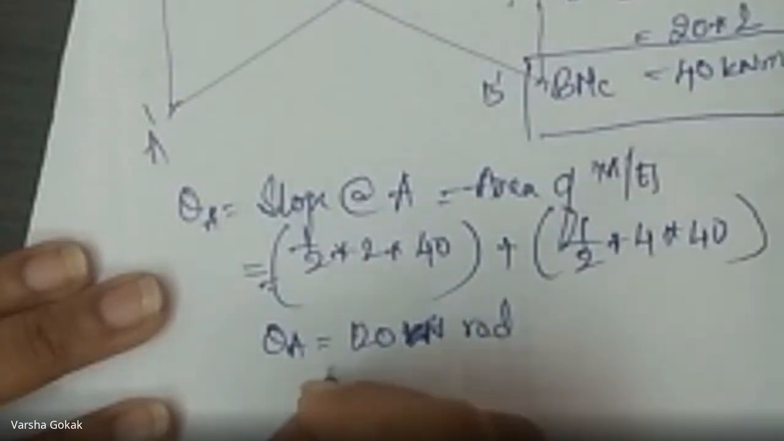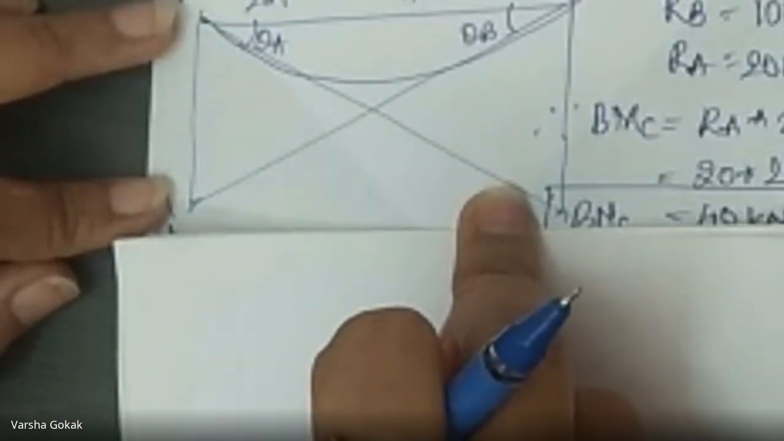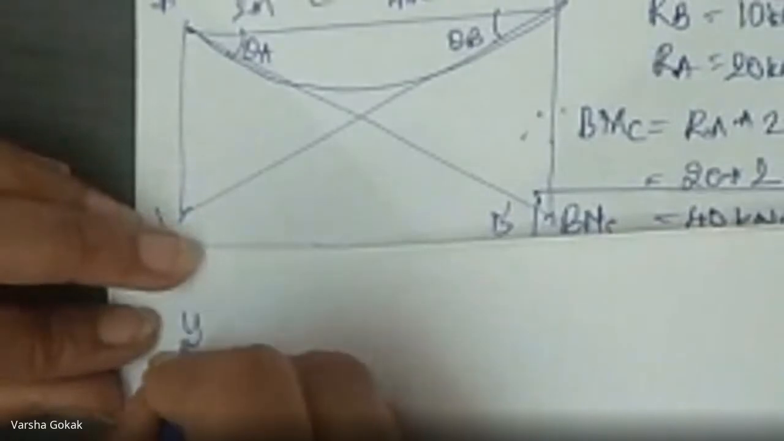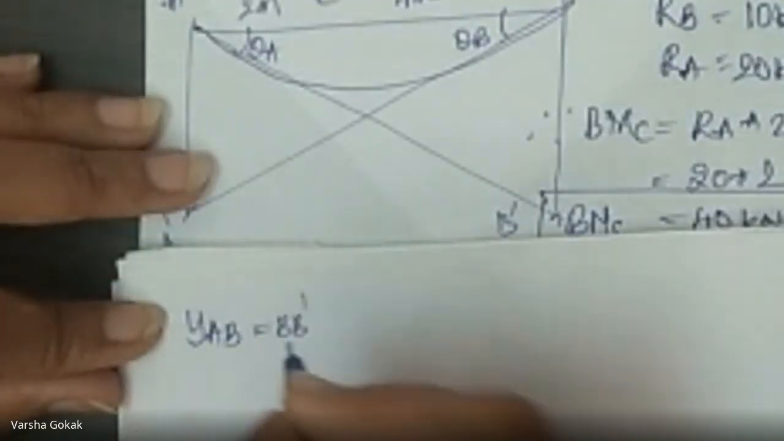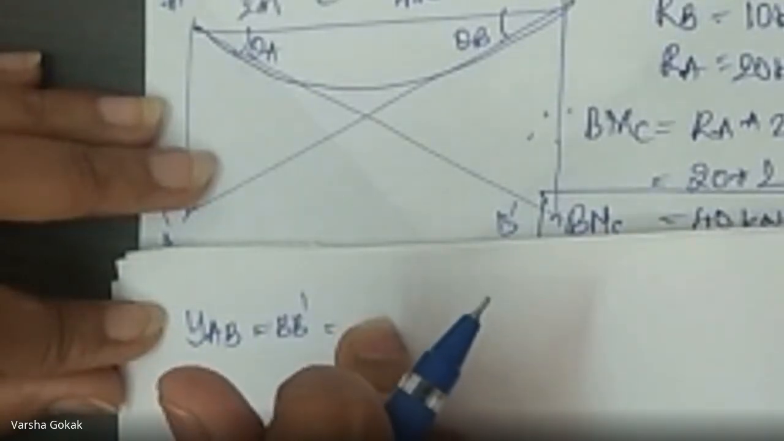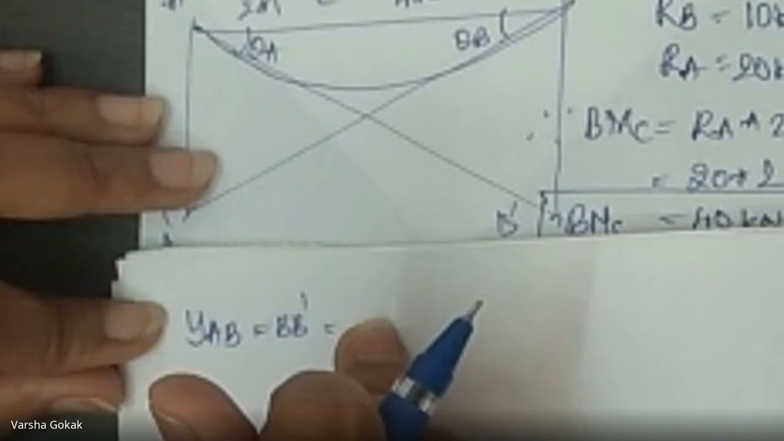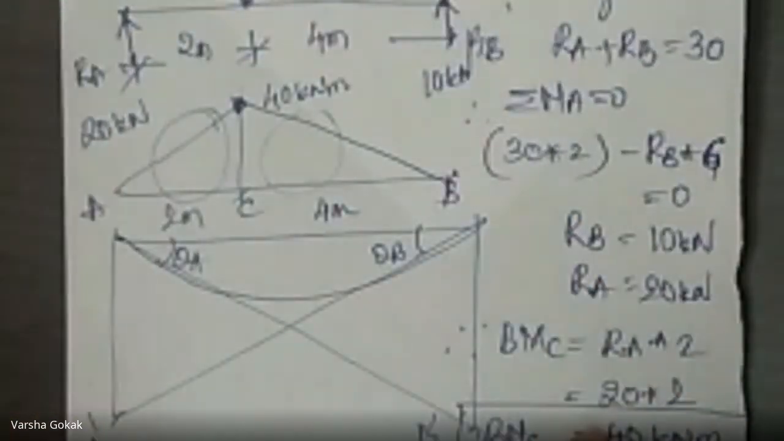radians by EI. There's one more way. Without this, what can I do in this diagram? I will first find A dash or B dash. That is nothing but the deflection. So say YAB, I'm finding the B dash. What is this B dash? Yes, what is B dash? Look into the diagram.